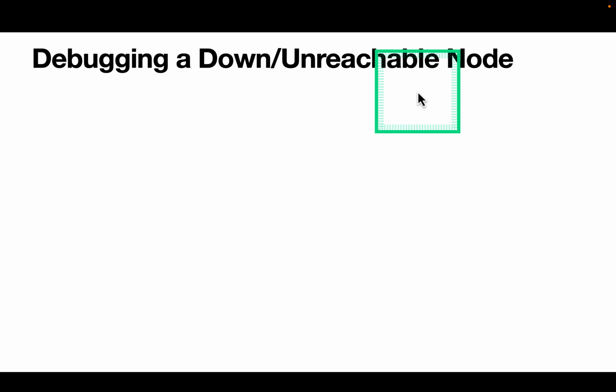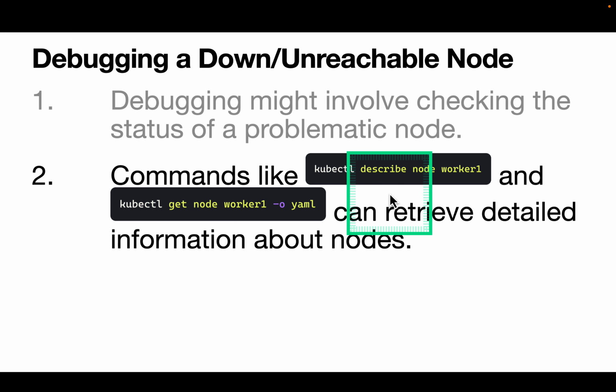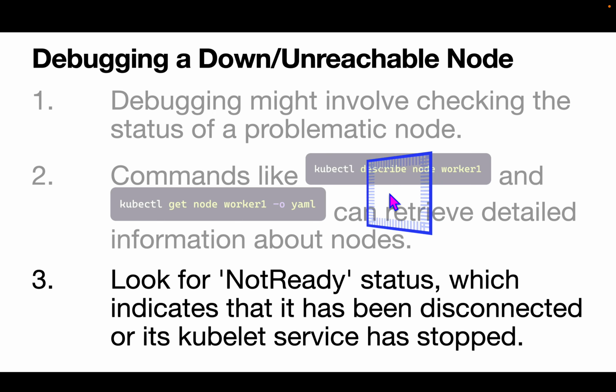Debugging a down or an unreachable node. When debugging, we might need to assess the status of a node due to observed strange behaviors of a pod or inability to schedule a pod onto the node. We use commands such as kubectl describe node and kubectl get node -o yaml to fetch comprehensive information about nodes. This information is essential for understanding why a node might be down.